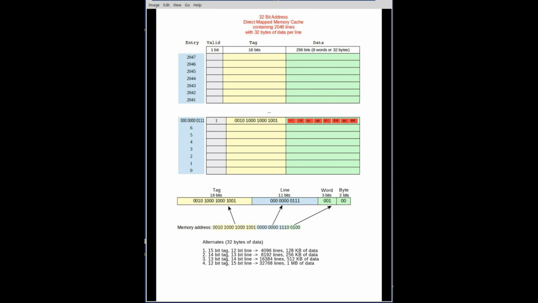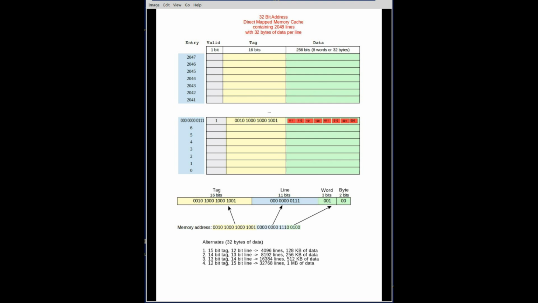Not shown here would be another bit or collection of bits that would tell us whether or not the data had been modified. If, for example, we need to load a new line from a different location in memory, we would need to know if the current line had been altered. If the data in the current line has been altered, we want to write it back to main memory. If it hasn't been altered, well, we can just load new data directly in.